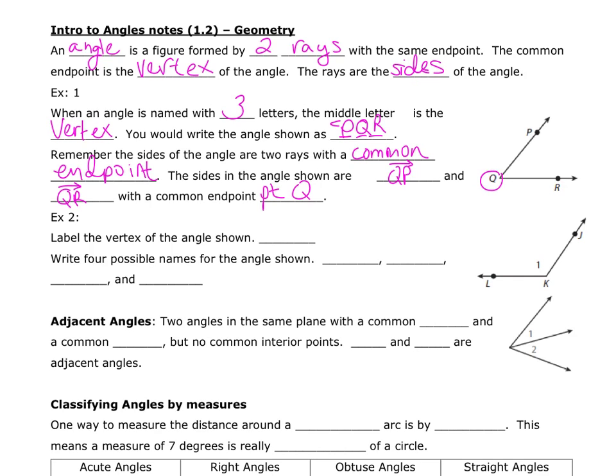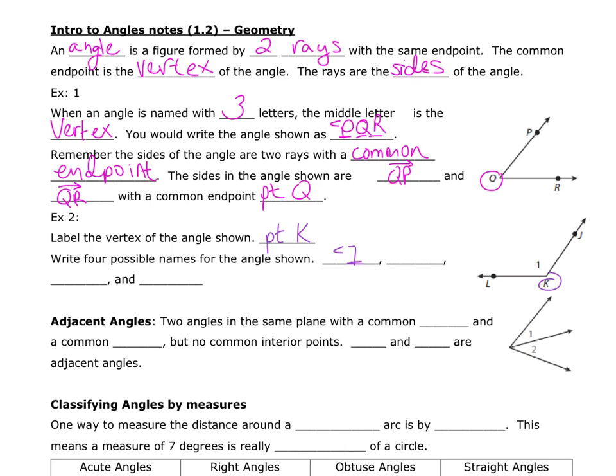Remember that common endpoint is our vertex as well in our angle. So in example 2, if we label the vertex of the angle shown here on the right, we could put it as point K. Now remember, there are different ways that we can write the names of the angles, so we are going to write 4 possible names. And we could write angle 1, because if you notice there is an angle 1 right here, so it's a little quicker way of writing it.